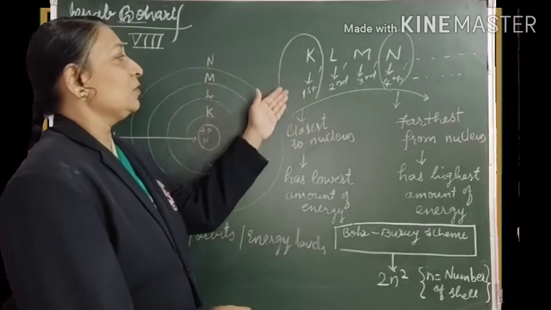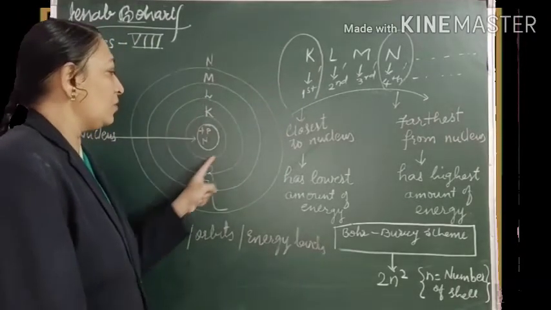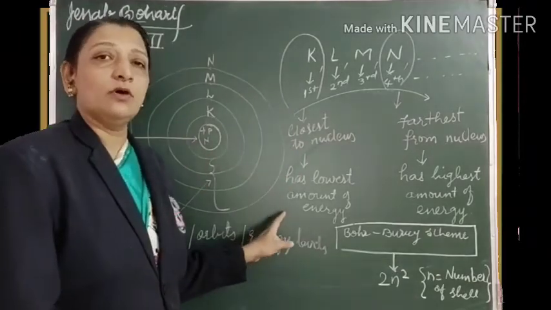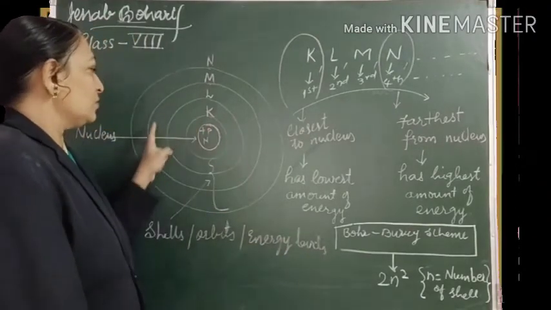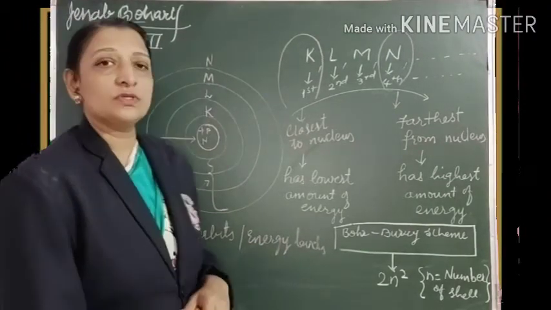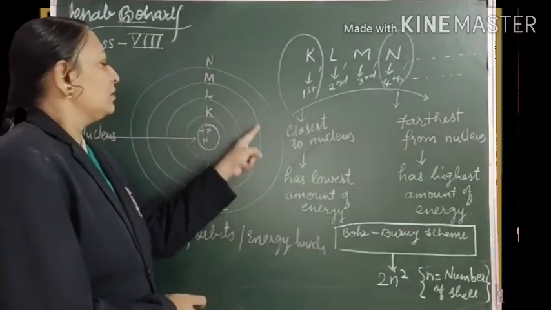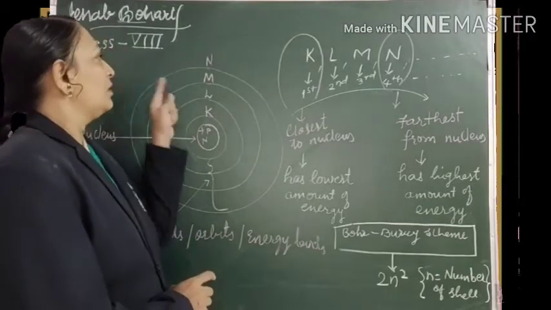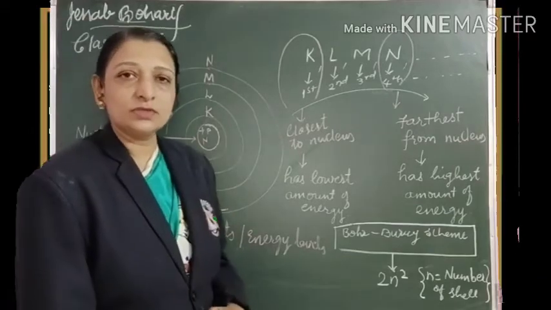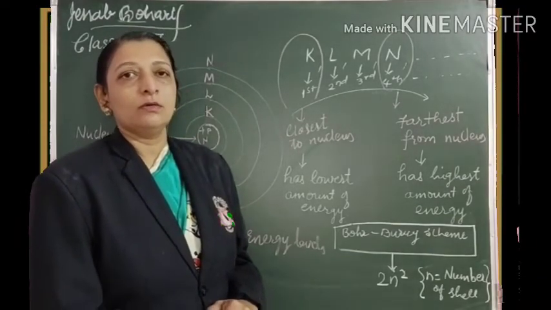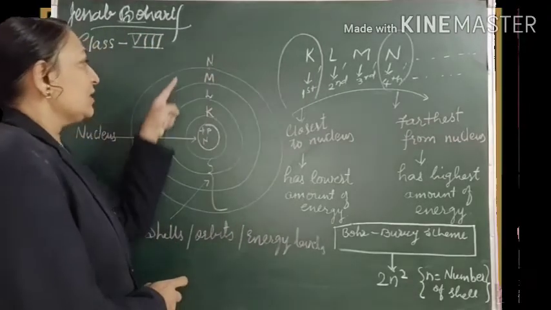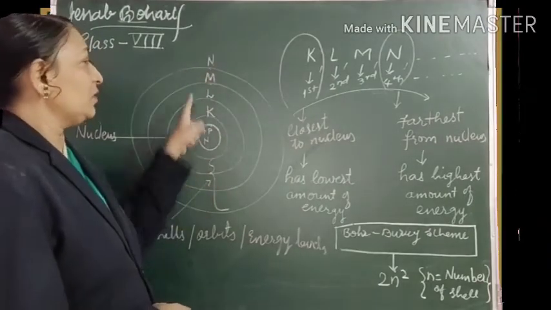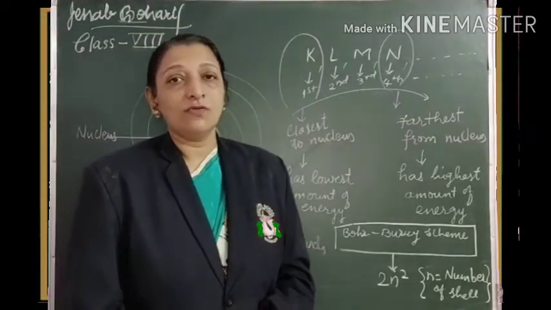The first shell is known as the K shell, which is the closest to the nucleus, and it has the lowest amount of energy. Next to this is the L shell, which is the second shell. Next is the M shell, the third shell. The N shell is the fourth shell, and so on. If you observe, the N shell is the farthest, and as it is farthest from the nucleus, it has the highest amount of energy.